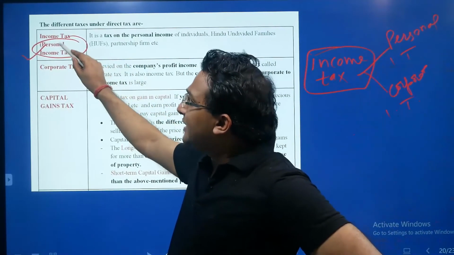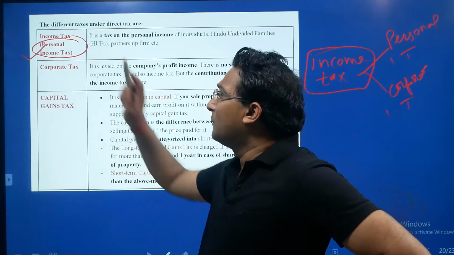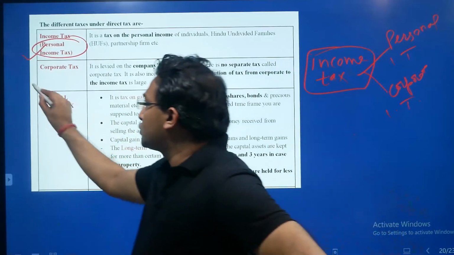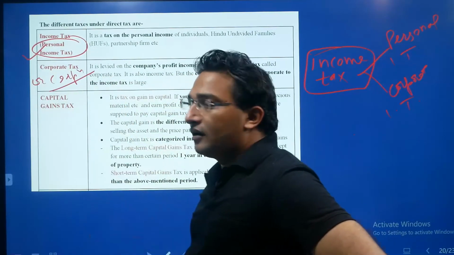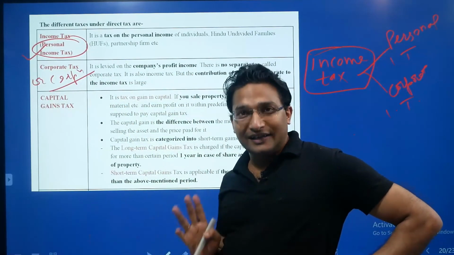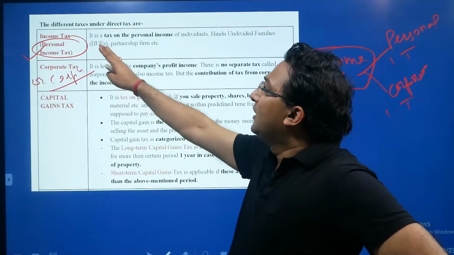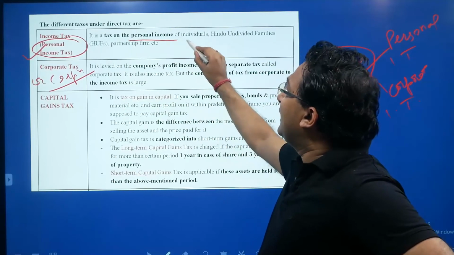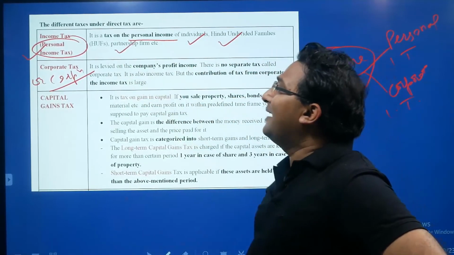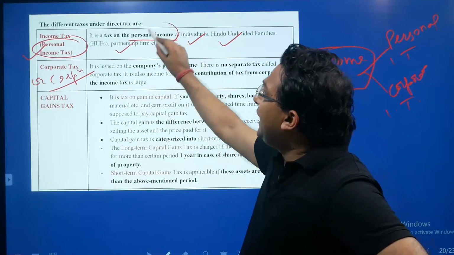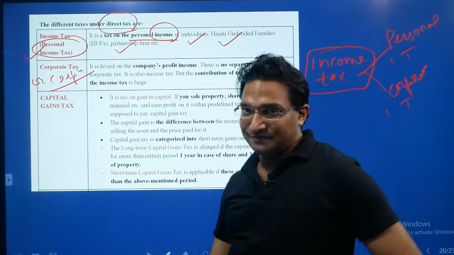So personal income tax is a category of the income tax, and corporate tax is also a category of the income tax only. This corporate tax is also called corporation tax. So many times you will read corporation tax, that is also part of the income tax only. Coming back, income tax is a tax on the personal income of individuals, Hindu undivided families and partnership firms, etc. So this is on the income, and this is the direct tax. So all these are the direct taxes.